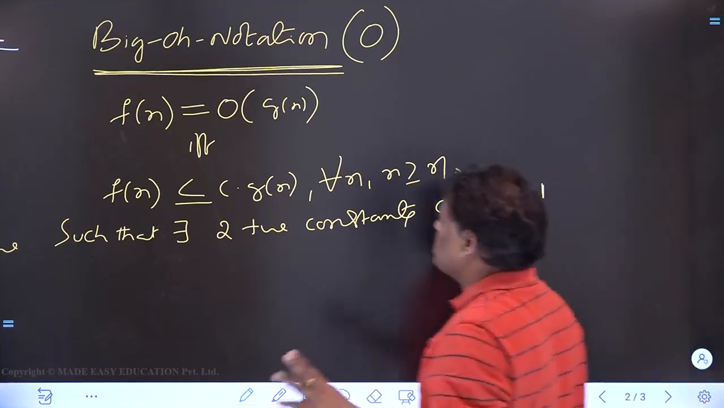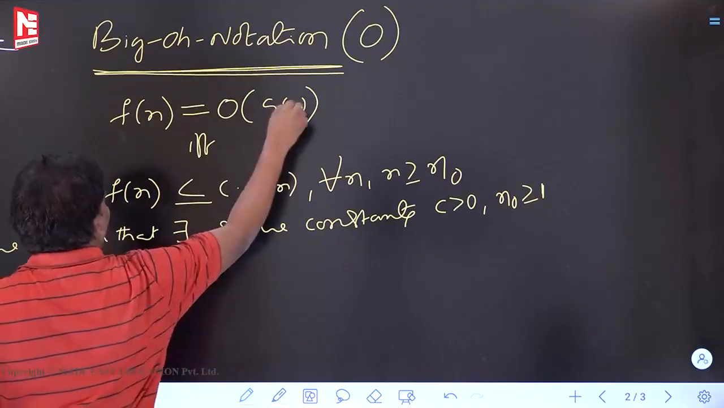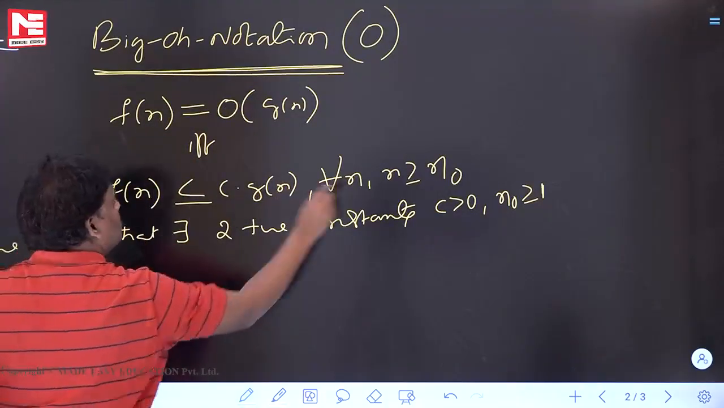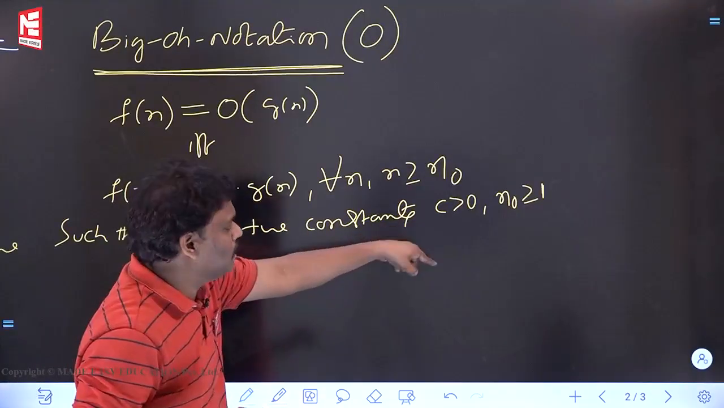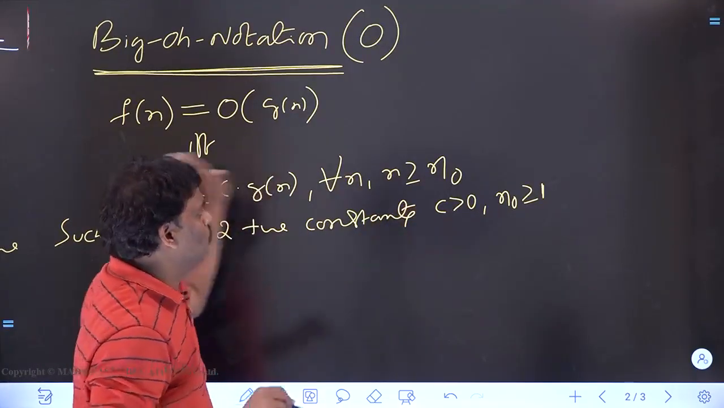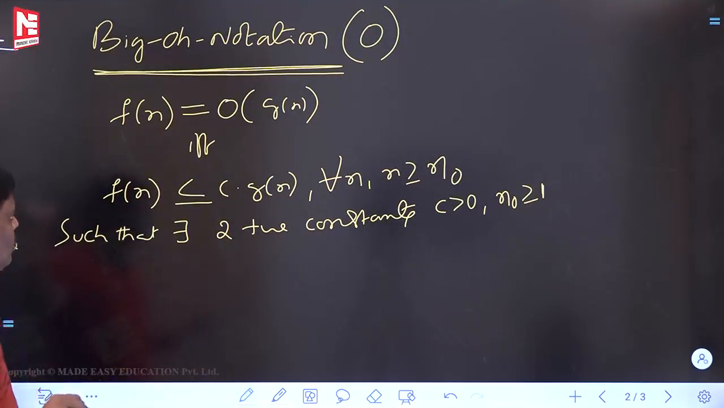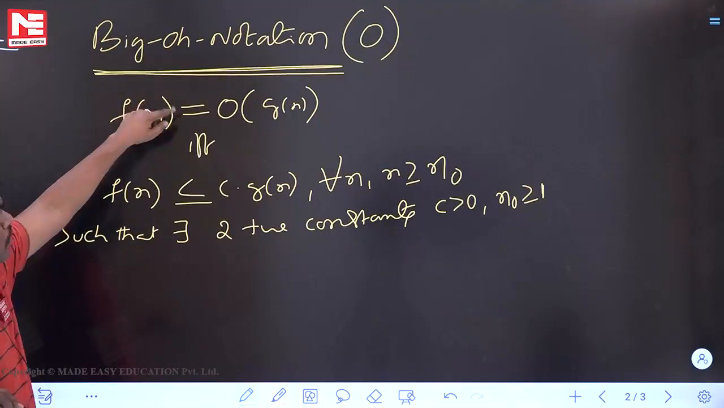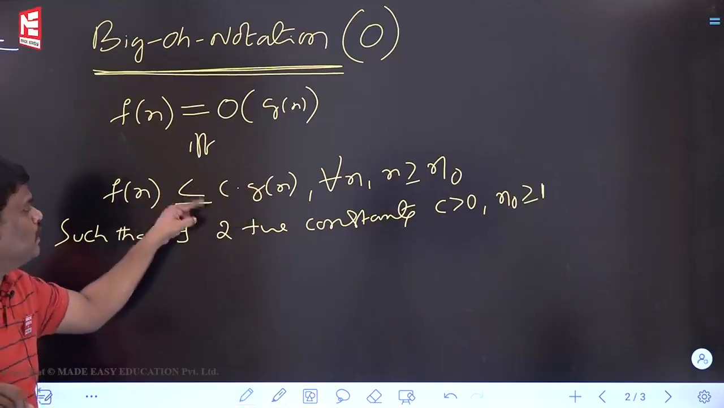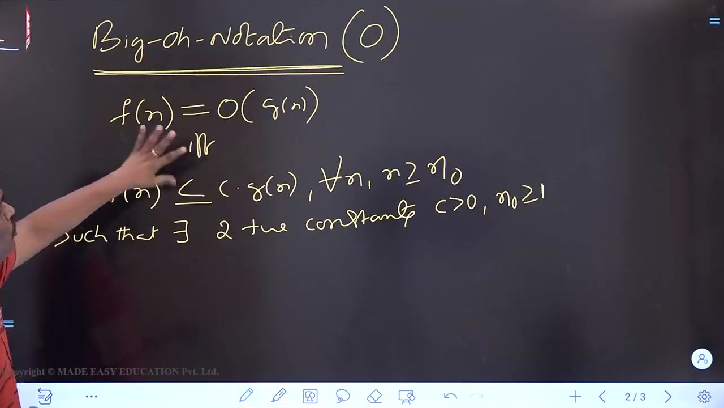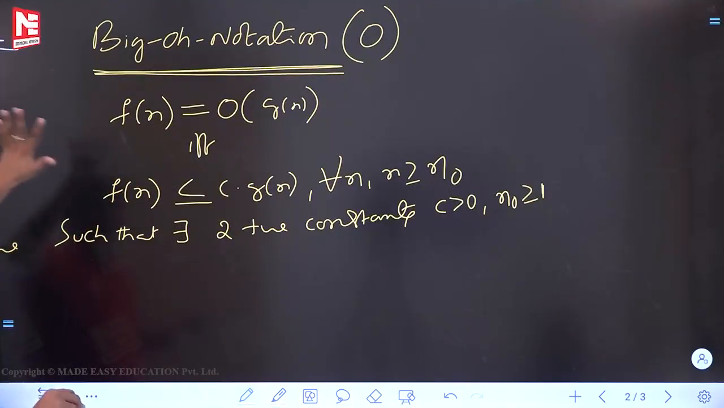I am repeating once again. Between these two functions, if I want to say this, then this condition should be satisfied: there exist two positive constants, c greater than 0, n0 greater than or equal to 1. And if this condition is satisfied, you can say it in both directions. This is the big O notation.